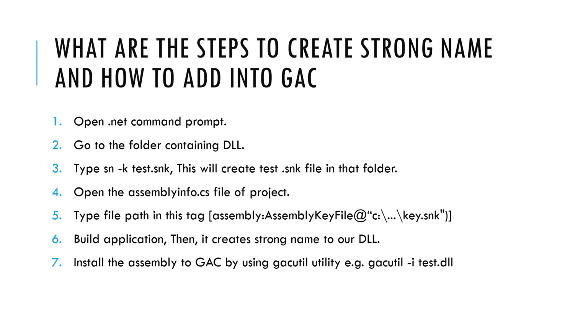So what are the steps to create a strong name and add it into the GAC? We need to open the command prompt and type sn -k and the key name, and this will create a test.snk file in that folder. Then open the AssemblyInfo.cs file, add this path into the assembly key file path, then build the application, then create a strong name for the DLL, and install the assembly to the GAC by using the GAC utility tool.